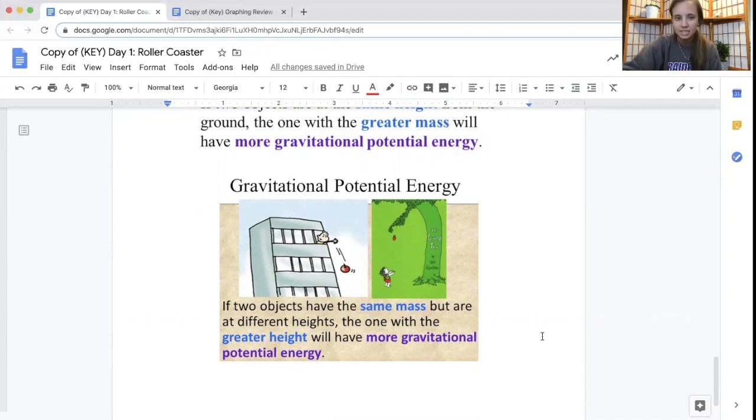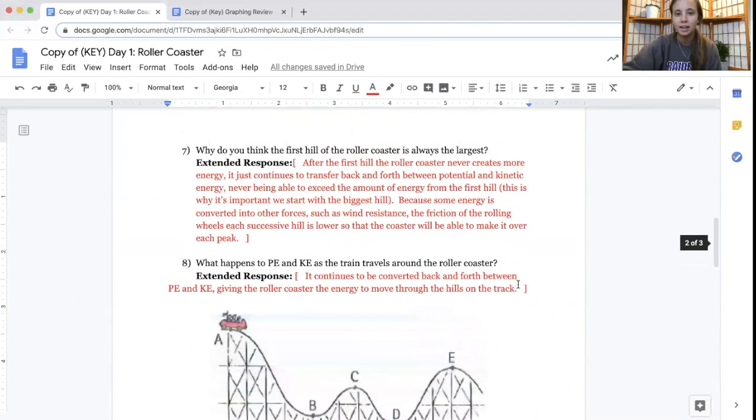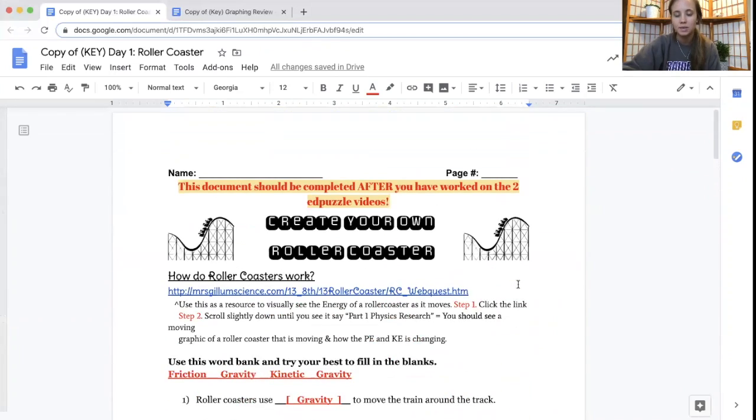I hope that cleared up some of the questions you may have had on the roller coasters worksheet. If you have any further questions or you would like me to go over something a little bit more with you, just send me an email and I'd be happy to do it.